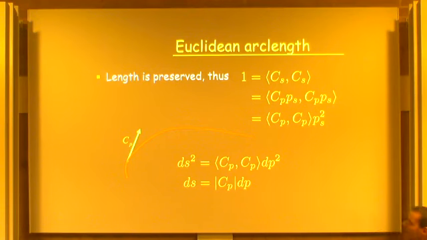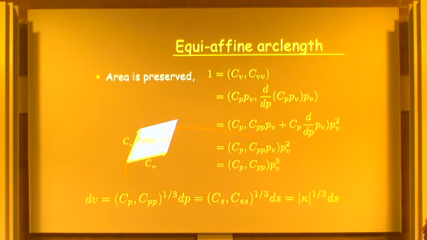What happens when we look at more complicated scenarios, like the equi-affine? When area is preserved, you build your arc length in a different manner. The arc length is built such that the determinant, when you cross product the first and the second derivatives, let's call them the velocity and the acceleration, you would like it to be equal to 1. So this parallelogram should be equal to 1. And when you do that, at the end of the day, it turns out that the equi-affine arc length is nothing but the Euclidean arc length to the power of 1 over 3 times the Euclidean arc length. So this is a way of constructing equi-affine arc length.